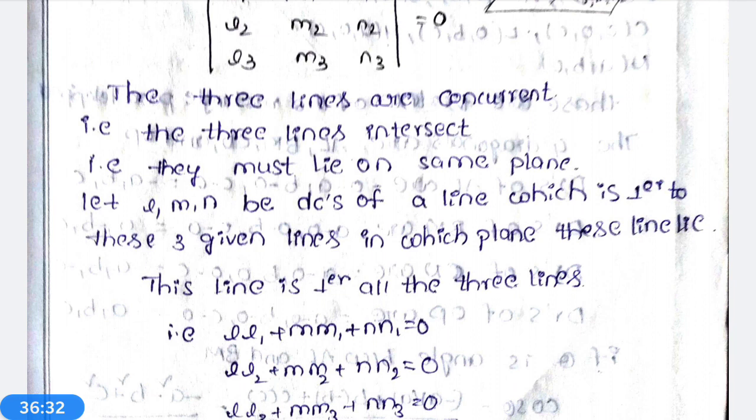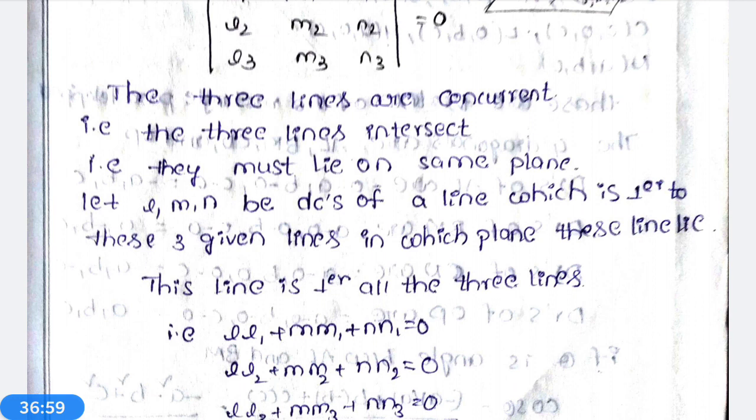The three lines are concurrent. That means the three lines intersect. That is, they must lie on the same plane. Let l, m, n be the DCs of a line which is perpendicular to these three given lines, in the plane having the lines. This line is perpendicular to all the three given lines.